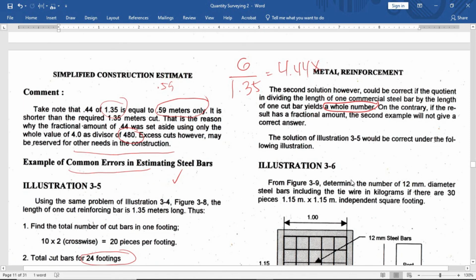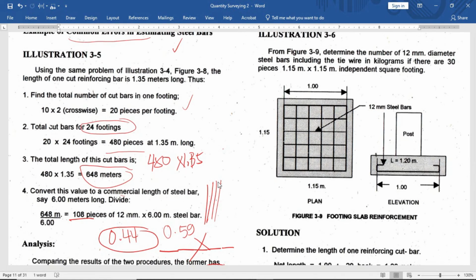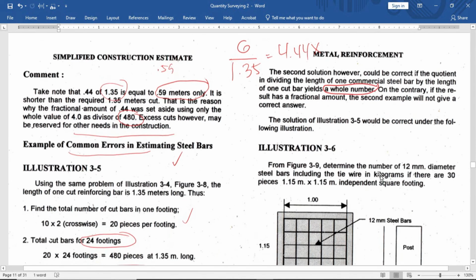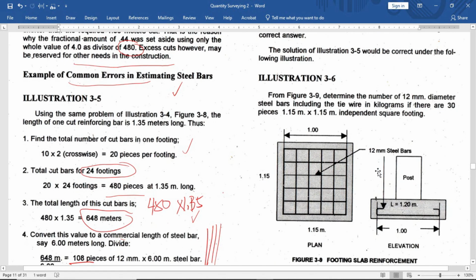Ulit ko, kapag yung quotient ng dividing the length of one commercial steel bar, ito yun, yung 6 meters, 9 meters, etc., divided by one cut yields a whole number, tatama ito. Tatama yung solution natin. Since walang fractional amount, magkakamali yung second solution natin. So, try natin itong sa isang illustration kung tama yung sagot natin.